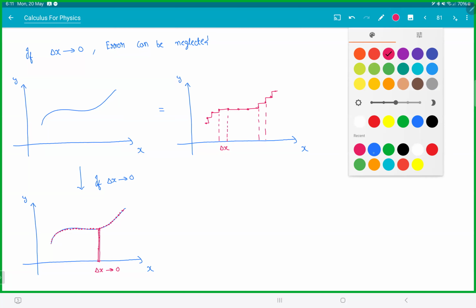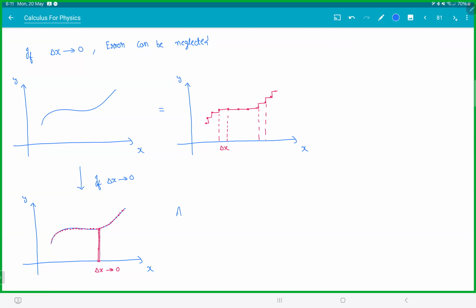Clear? So then the formula becomes something like this. So area under the curve is limit delta x tends to zero, summation delta A i, where x i goes from x1 to x2. This is basically y i delta x.